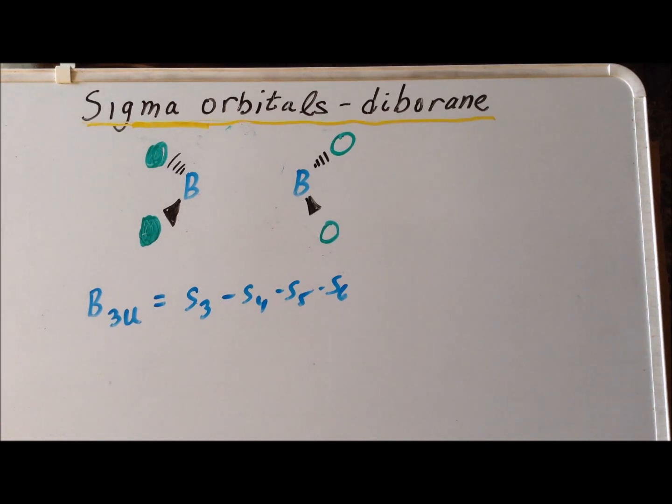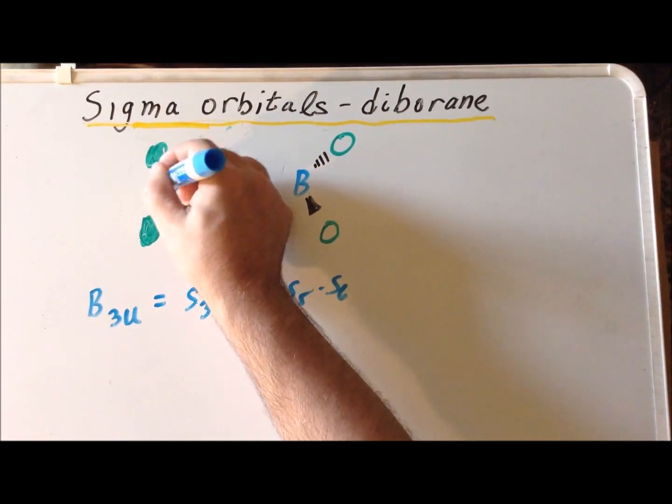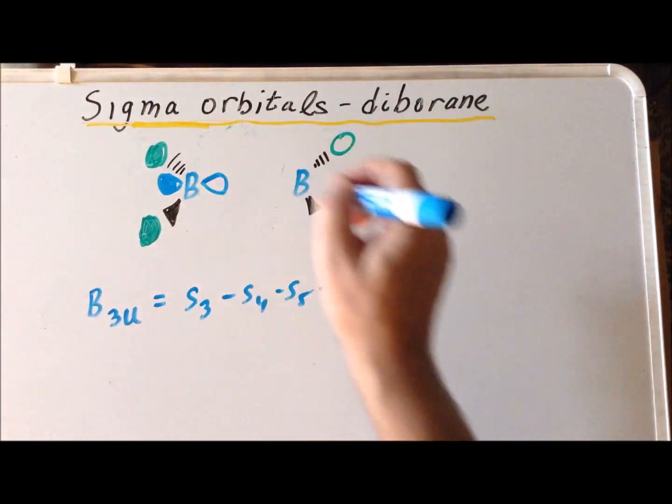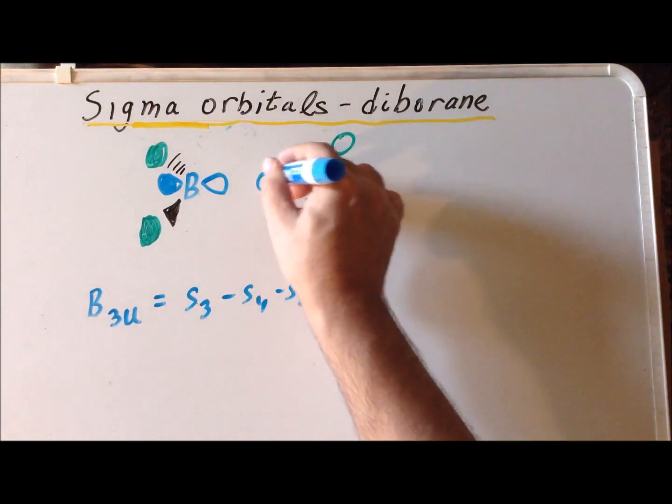Next we have B₃, which is mathematically S3 minus S4 minus S5 minus S6. So that tells us that S3 and S6 have positive phase, S4 and S5 have negative phase. So we need to come up with atomic orbitals on boron that have the proper phase relationship to combine here. And one that will do that is, we need to have the negative phase here. So in essence, we have a p orbital, it's got to be a positive phase here. And similarly, we have a positive phase here and a negative phase in this direction.